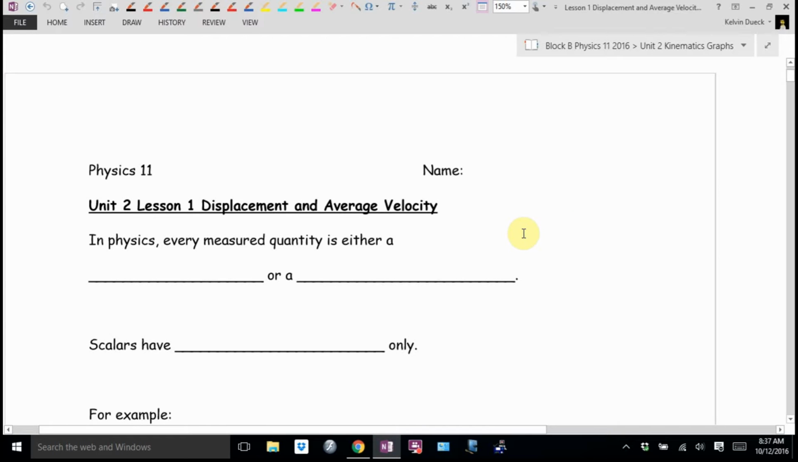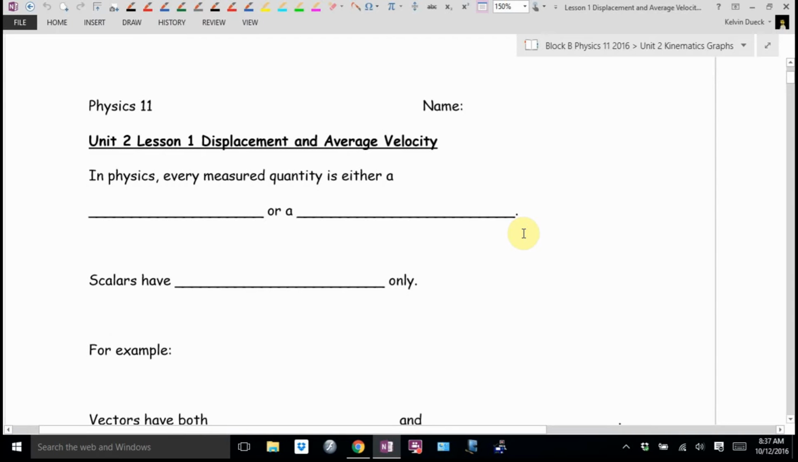You're ready. In physics, oh, by the way, Unit 1, Lesson 1: displacement and average velocity. In theory, some of this might just be review from Science 10. I'm going to assume you've forgotten it all from Science 10. Also, the Science 10 textbook does such a god-awful job. I'm going to teach this from scratch.